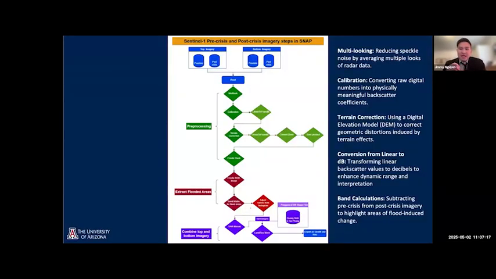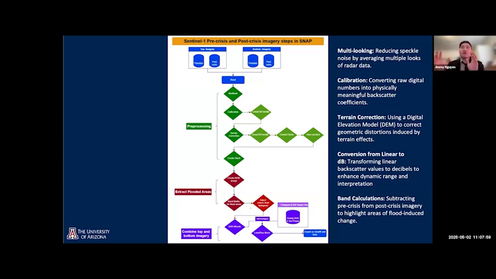So here is the workflow of how I process the Sentinel-1 images using software called SNAP. And it's crucial for identifying the flood impacts. We're starting off with the Sentinel-1 radar images that capture both the before and after flood events. And then I perform pre-processing steps. The pre-processing steps involve multi-looking, which reduces speckle noise by averaging multiple looks of radar data. Then I use calibration, which is a technique that converts raw digital numbers into physically meaningful backscatter coefficients.